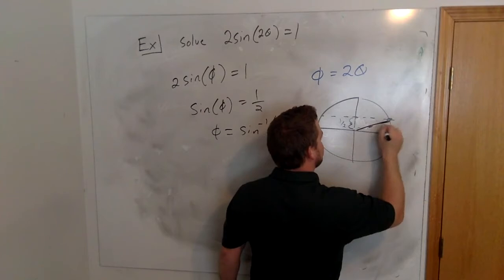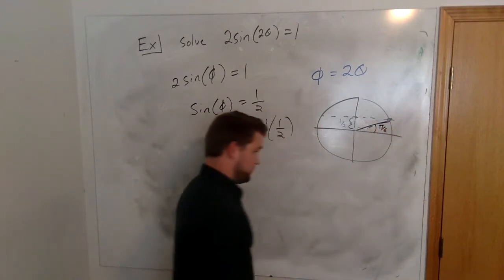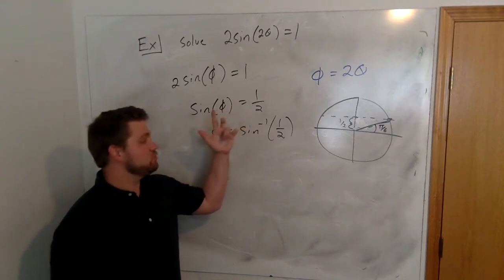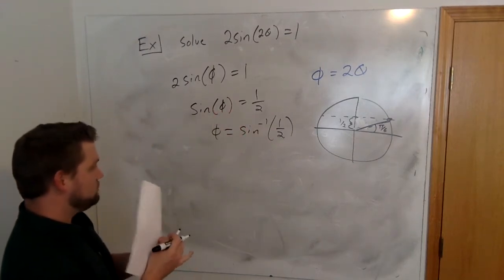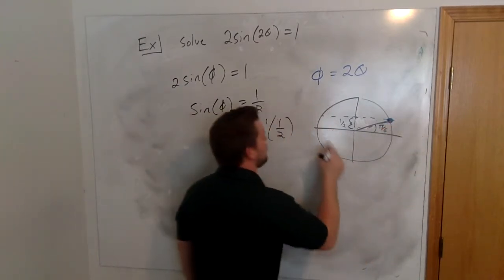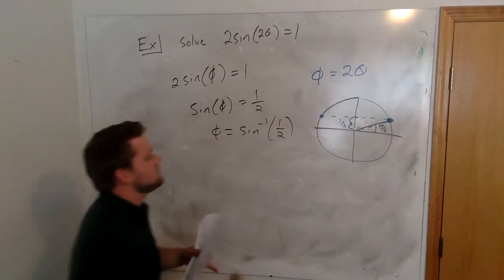And I believe this angle here will be pi over 6. If you put down your pi over 6 finger, the y-coordinate will be 1/2. So we have this location here. This is the one your calculator will report, but we also have this location here we need to think about.